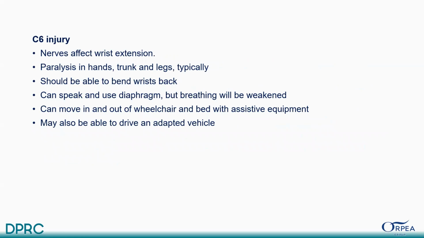With a C6 nerve injury, the nerve affects wrist extension. There is paralysis in the hands, trunk, and legs, but they should typically be able to bend the wrist back. They can speak and use the diaphragm, but breathing will be weakened. They can move in and out of a wheelchair and bed with assistive equipment, and may also be able to drive an adaptive vehicle.